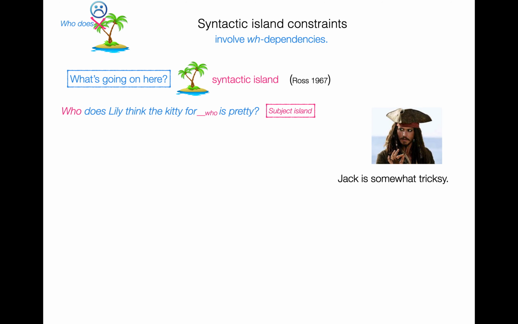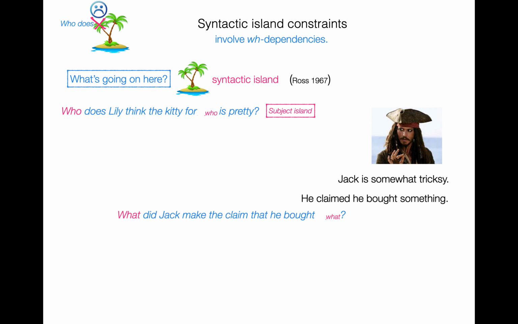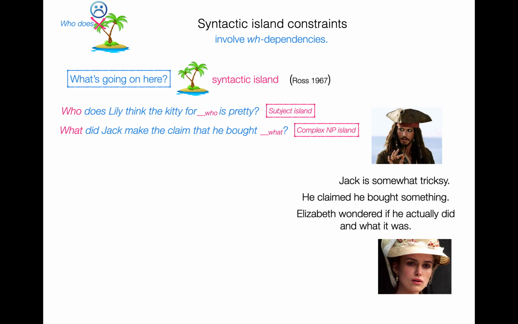So let's consider Jack, who is somewhat tricksy, right? He's a pirate, that's what he does. And he claimed he bought something. So you might want to ask, what did Jack make the claim that he bought, right? But you can't, because it's another island. In fact, it's a complex NP island. So let's consider tricksy Jack, who claimed he bought something, and Elizabeth wondered if he actually did, because he might not have, he only claimed he did, and if so, what it was.